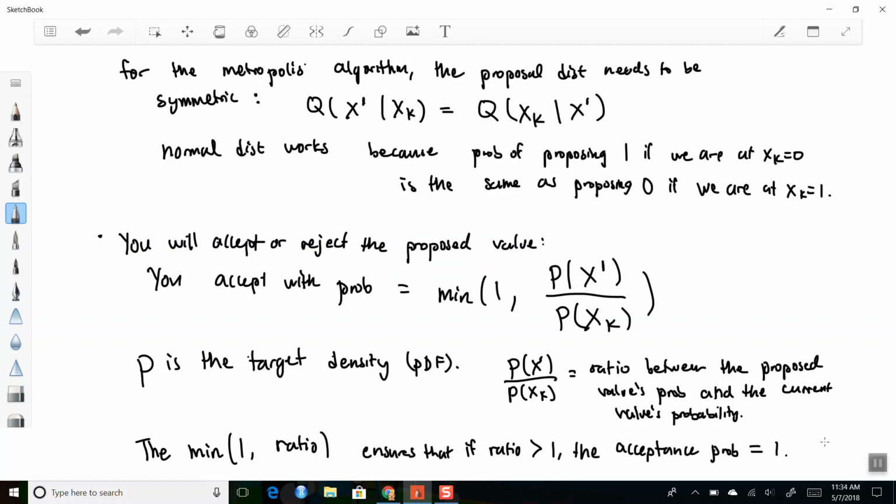Then your proposed value x prime comes up, and you just compare the probability. Is the probability of the proposed value greater or less than my current value? If it's greater, then our ratio is going to be greater than 1, and so our acceptance rate will be equal to 1. We're going to go for sure. If the proposed value has a lower probability, then our ratio will be smaller than 1, and we'll go with a probability only equal to that ratio.